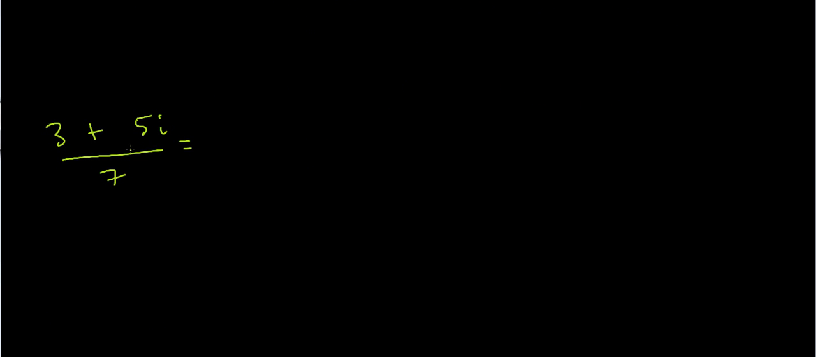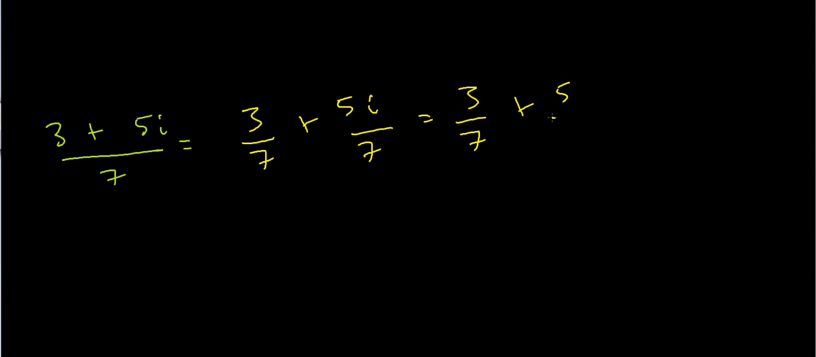I've now got to find 3 plus 5i divided by 7. Well, this is just the same as 3 over 7 plus 5i over 7, which is 3/7 plus 5/7 i.